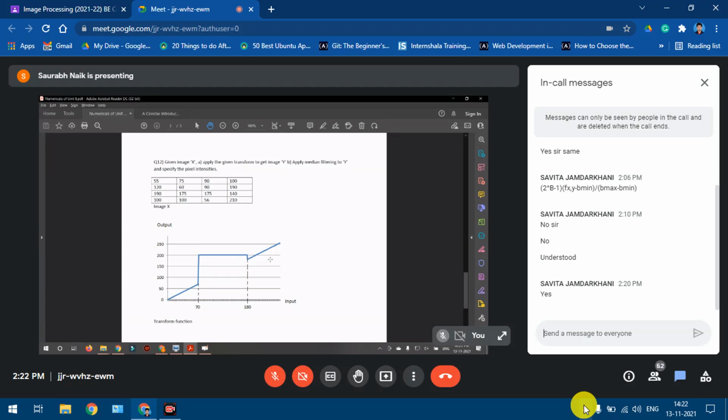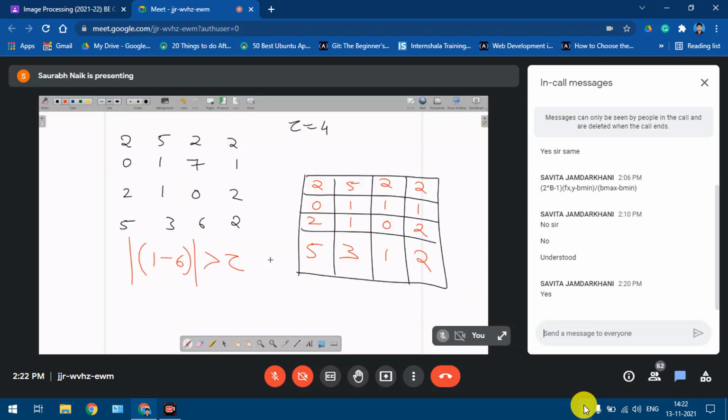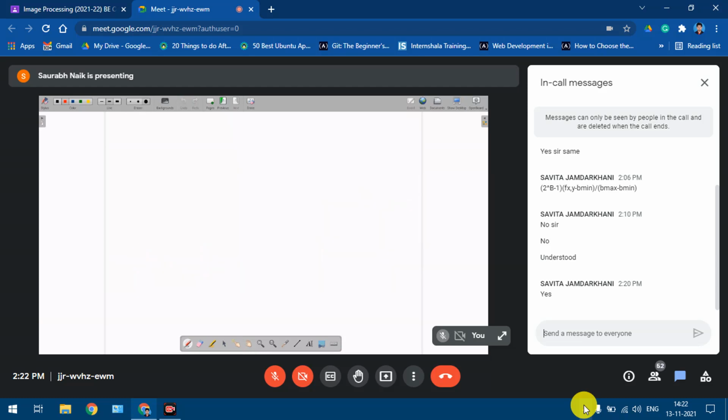Okay, so given this particular image, let me just take the picture of this, and then let us switch to the other window. I don't know why exactly, but the smartboard doesn't support extending the window. Otherwise, it would have been much easier.